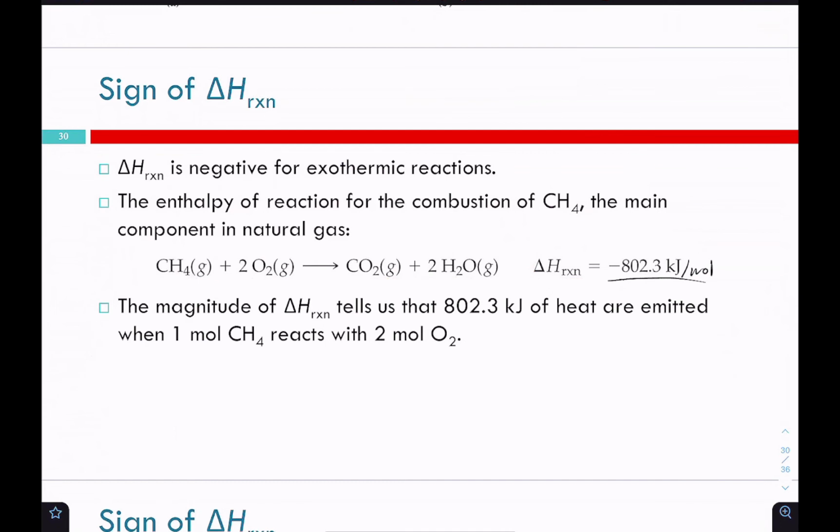Because this is from the perspective of the system, that heat is leaving the reaction. So it's a negative delta H, right? Negative sign. So the total magnitude here tells us the size of this means that's how much heat is coming out of it. The sign tells us where it's going, it's leaving. And then that's for every 1 mole of CH4 and every 2 moles of oxygen.